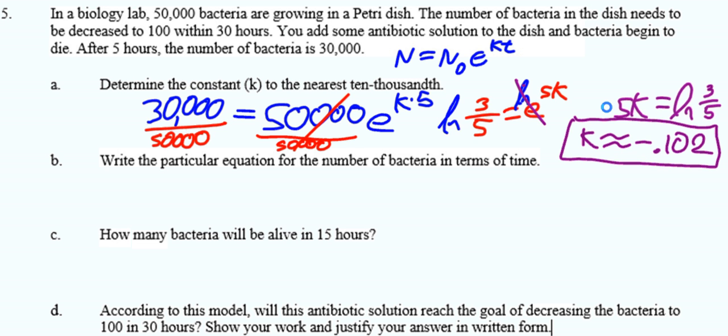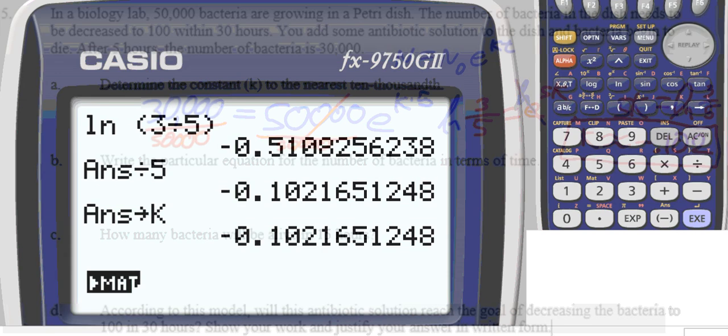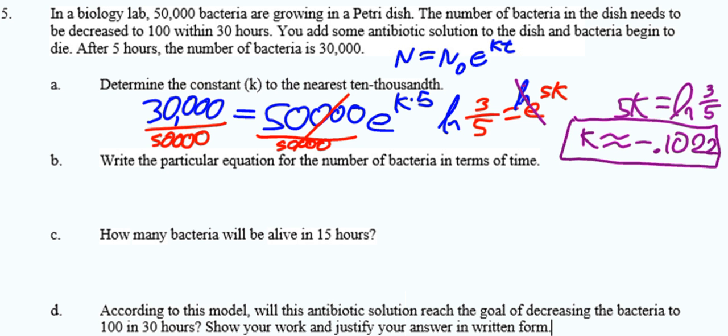Oh, it says to the 10,000th, so we need one more decimal point. Next decimal point would be another 2. So now it's to the 10,000th.